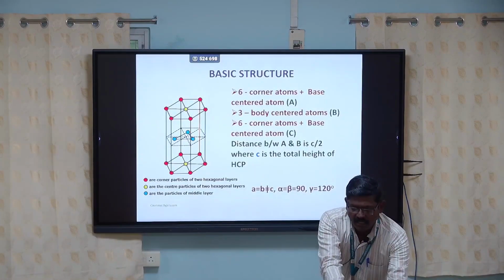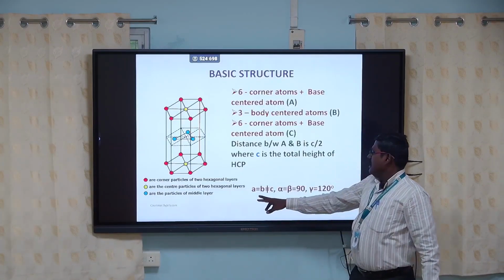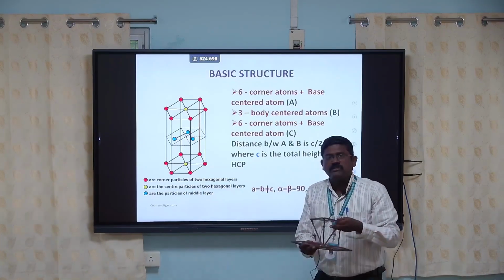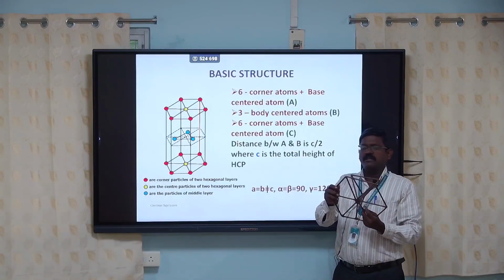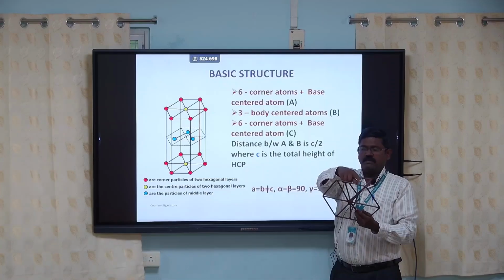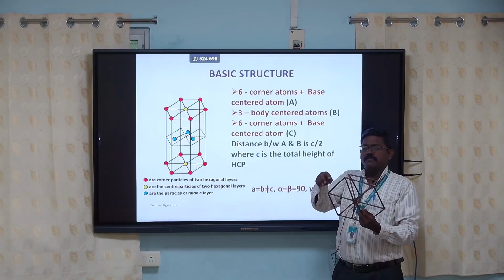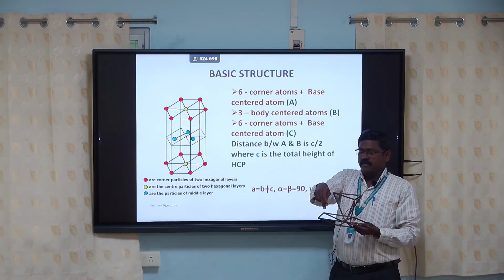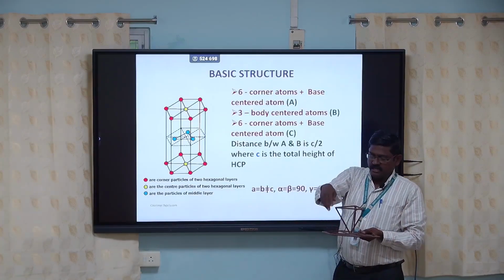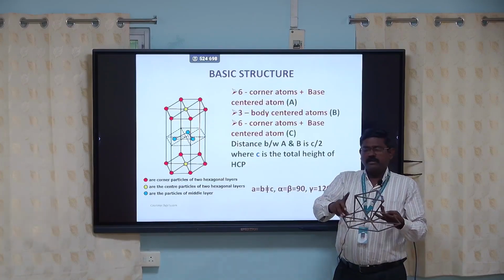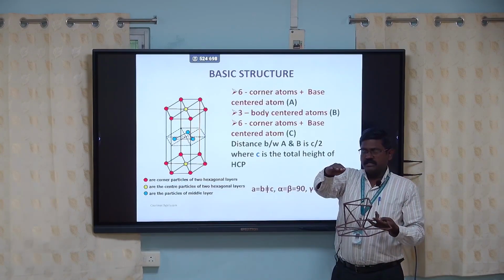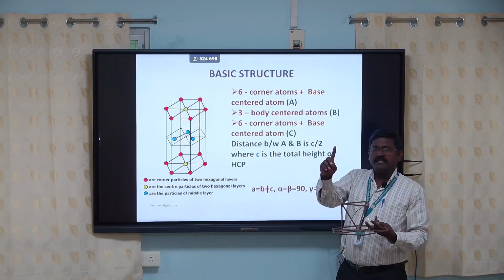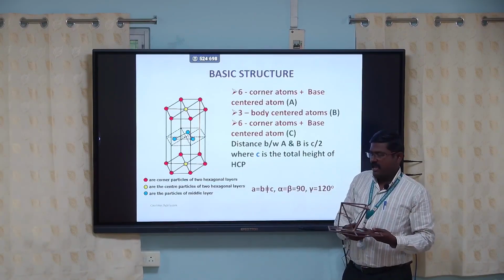Here we have the axial parameters. We have A equal to B, not equal to C. Means if we join all the centers, we will get a structure. So this side is called A. This side is called B. Means both the sides have equal lengths, and we have another layer. This is the height. Here we can draw, this is C by 2, and we can draw another height, this is called C. So A equal to B, both the sides have the same dimensions, but the third dimension is higher than A and B.